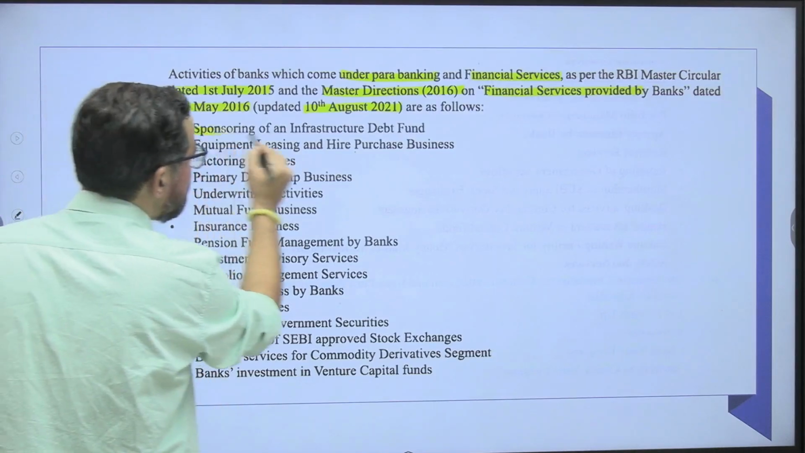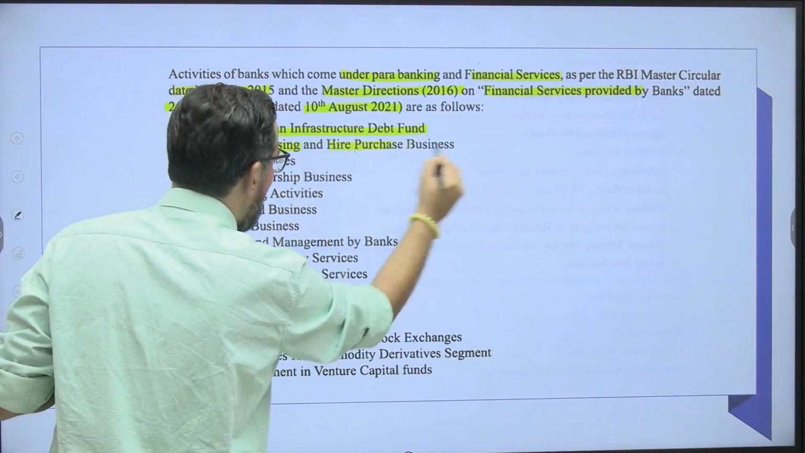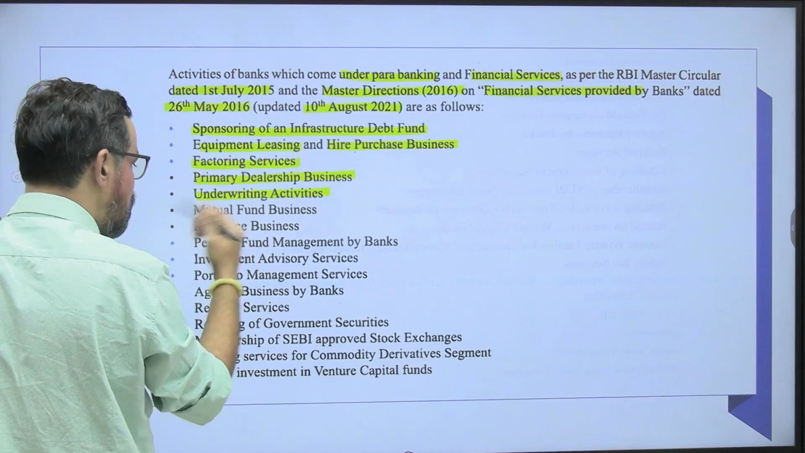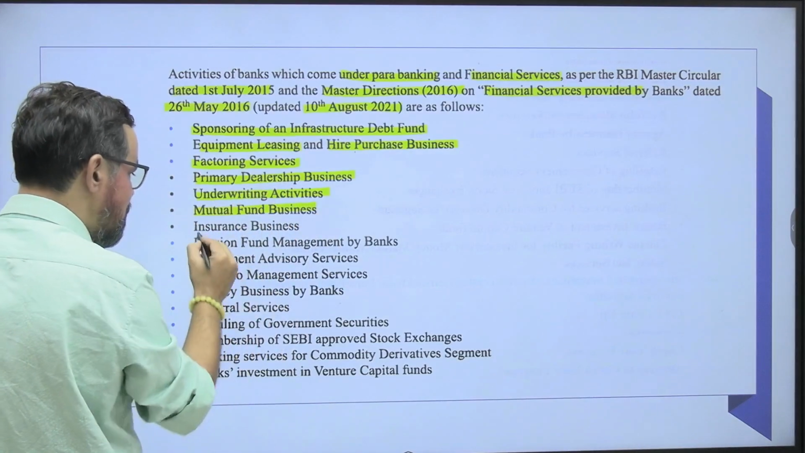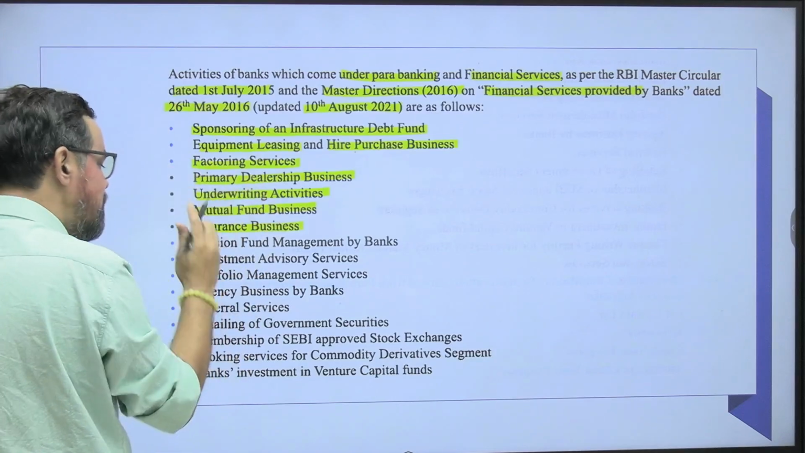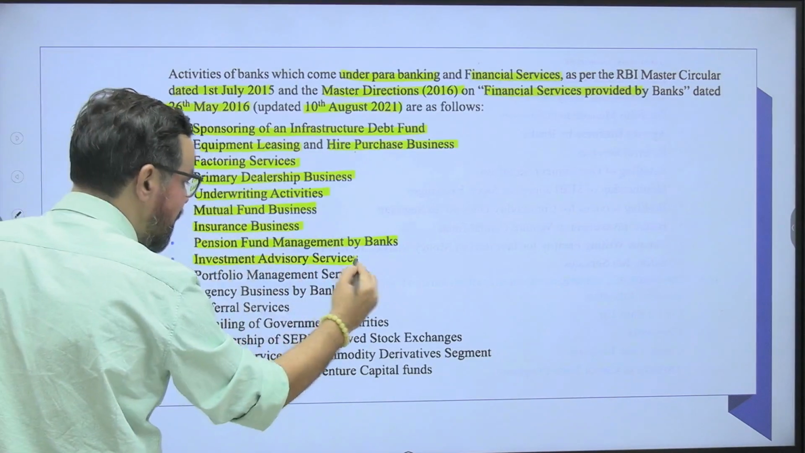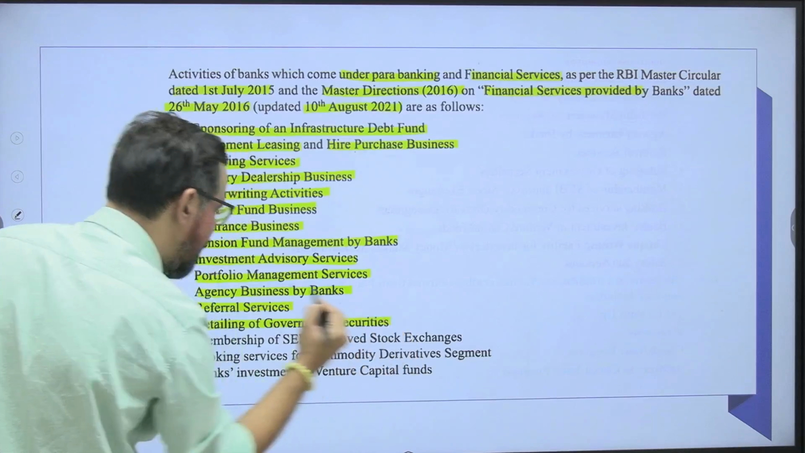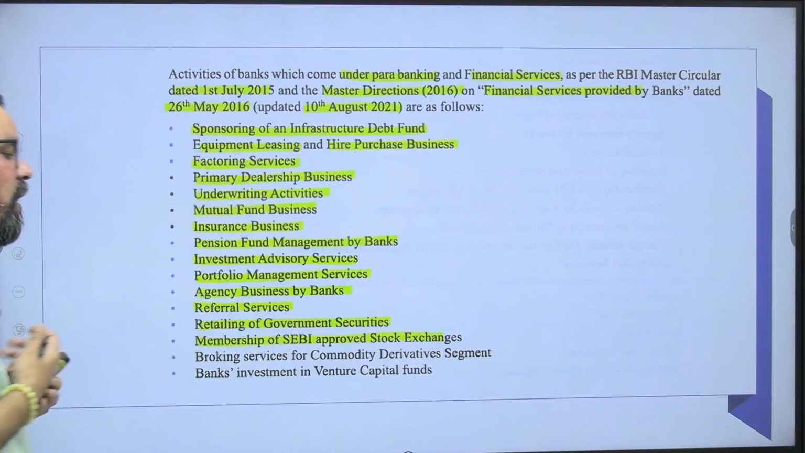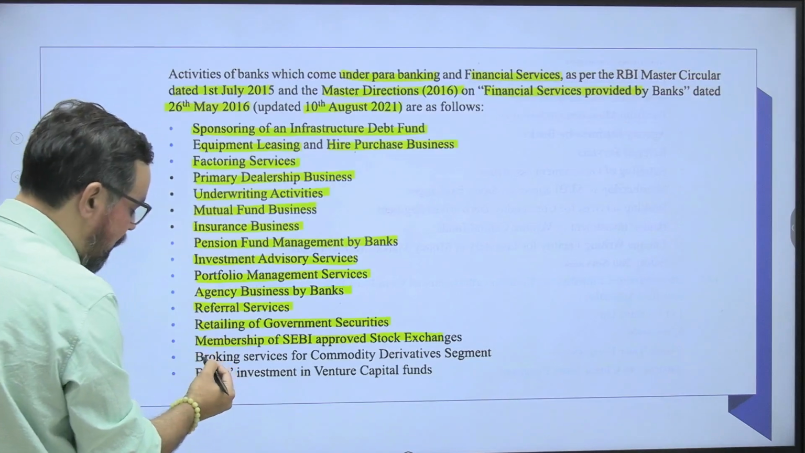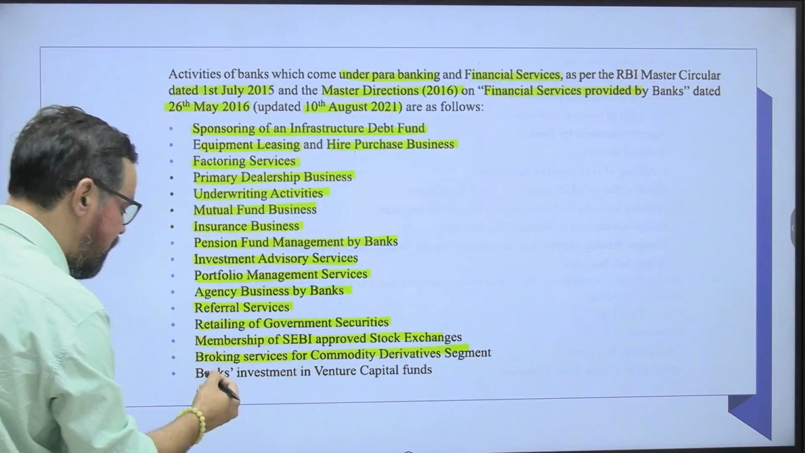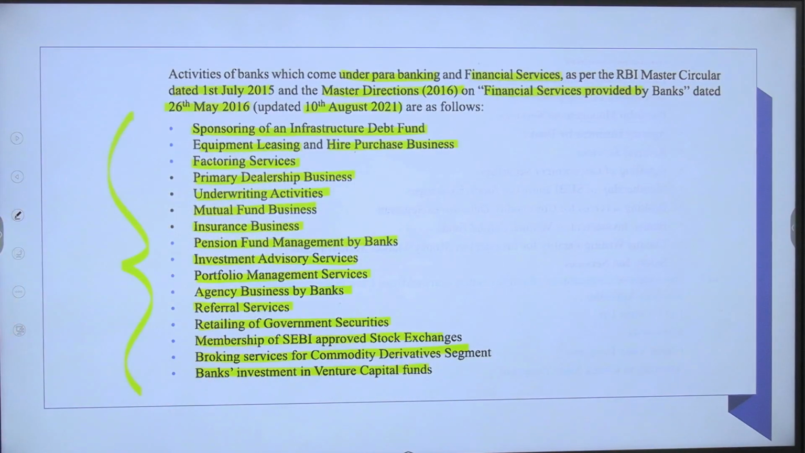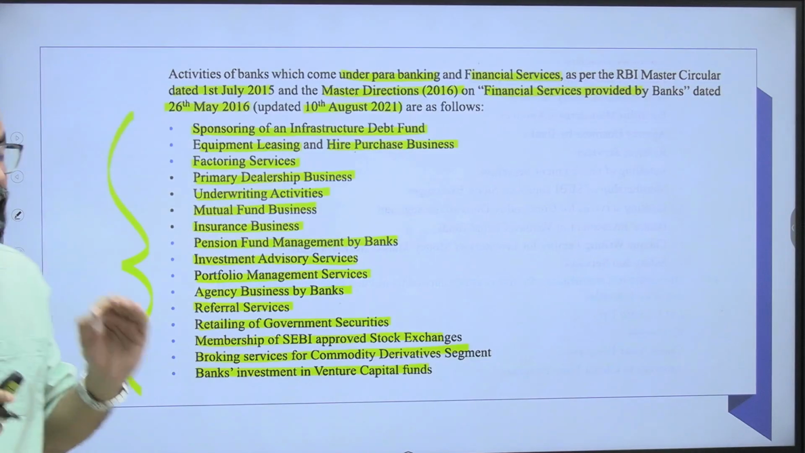ठीक है, तो जिसमें स्पॉन्सरिंग ऑफ इंफ्रास्ट्रक्चर डेट, equipment leasing and hire purchase business, factoring services, primary dealership, underwriting activities, जो मेजरली मर्चेंट बैंकिंग के अंदर आते हैं, ठीक है। म्यूचुअल फंड बिजनेसेस, इंश्योरेंस बिजनेसेस जो मोस्टली एजेंसी के अंदर, इवन द पेंशन फंड मैनेजमेंट, ठीक है। इन्वेस्टमेंट एडवाइजरी, पोर्टफोलियो मैनेजमेंट सर्विसेज, एजेंसी बिजनेस बाय बैंक, रेफरल सर्विसेज, retailing of government securities, membership of SEBI approved stock exchanges, then broking services for commodity derivative segment, bank investment in venture capital, ठीक है। So these are the services which are generally provided by bank nowadays in the name of financial services provided by bank itself.